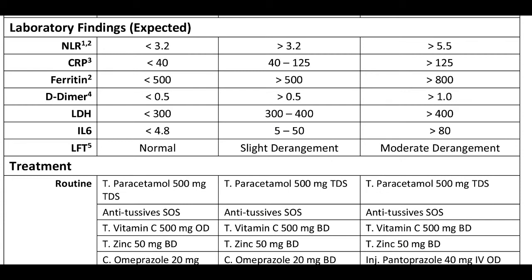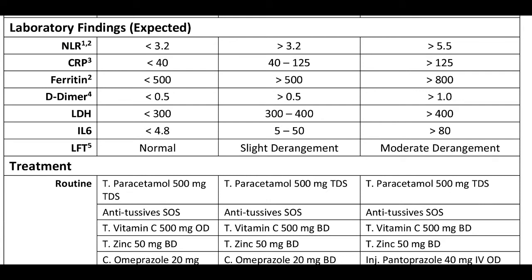And again, ferritin comes under the transport of iron in our body. If it is less than 500, it is mild. More than 500, it is moderate. More than 800, it is severe disease. And D-dimer is a marker for coagulation. If it is less than 0.5, it is mild. More than 0.5, it is moderate. More than 1, we call it severe disease.